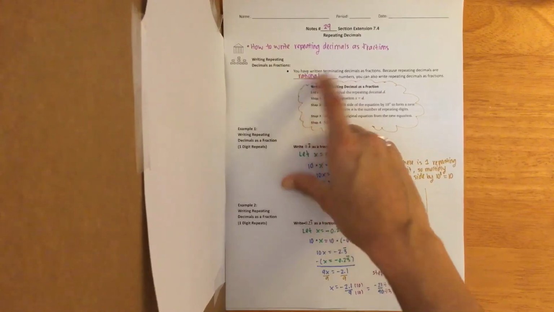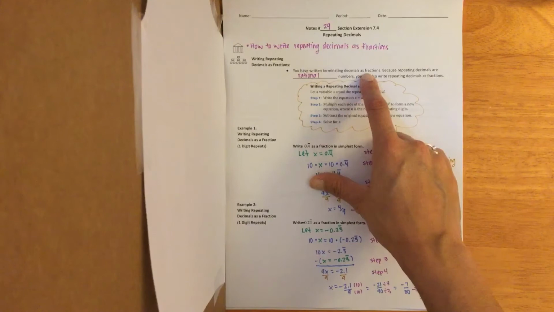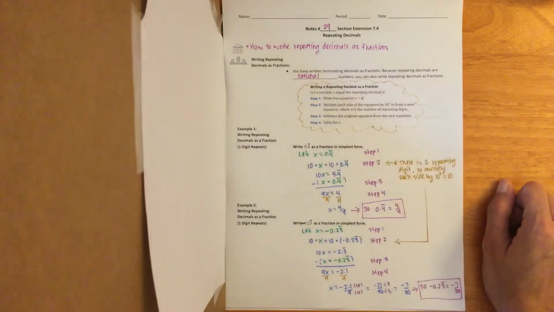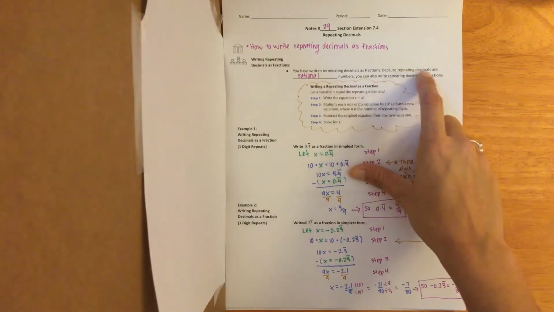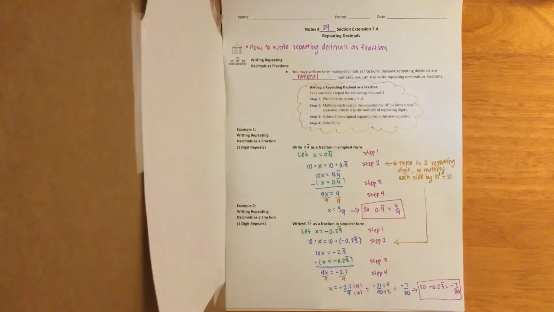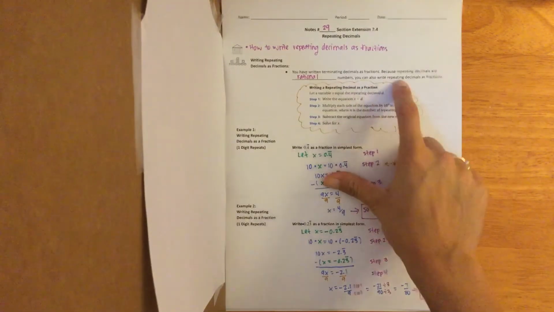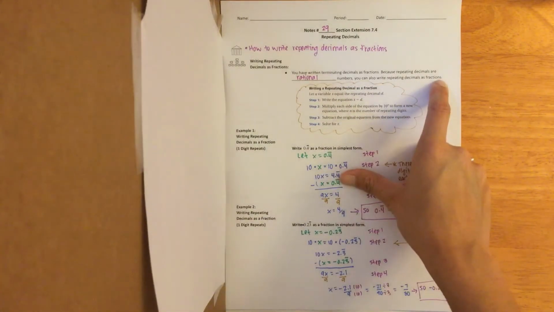You have written terminating decimals as fractions. A lot of you know that 0.5 is the same thing as 1/2, or 0.75 is the same thing as 3/4. But because repeating decimals are rational, meaning that they can be written as fractions, you're going to literally be able to write them as fractions, and this is the way to do it.